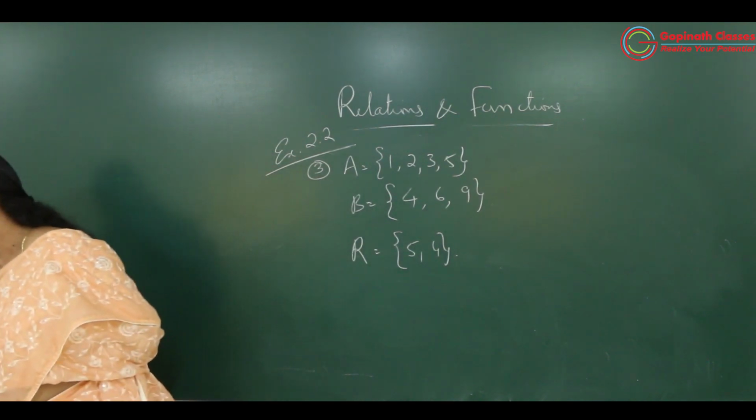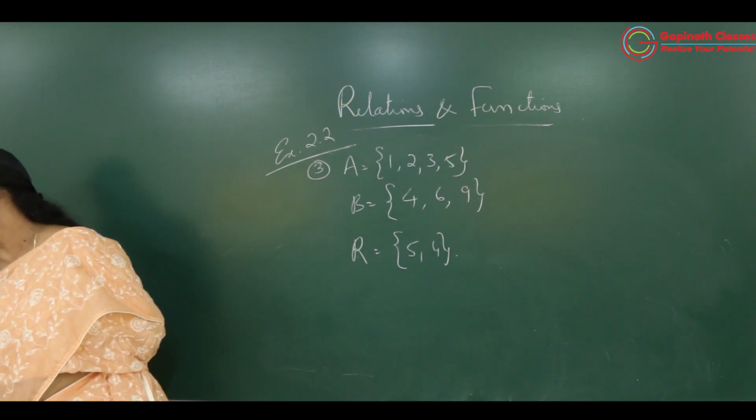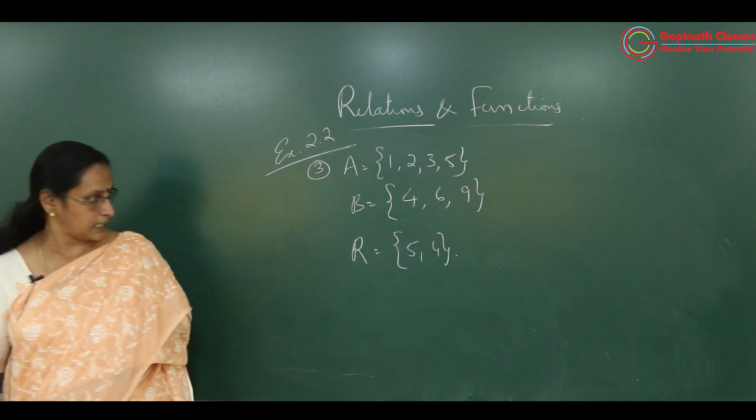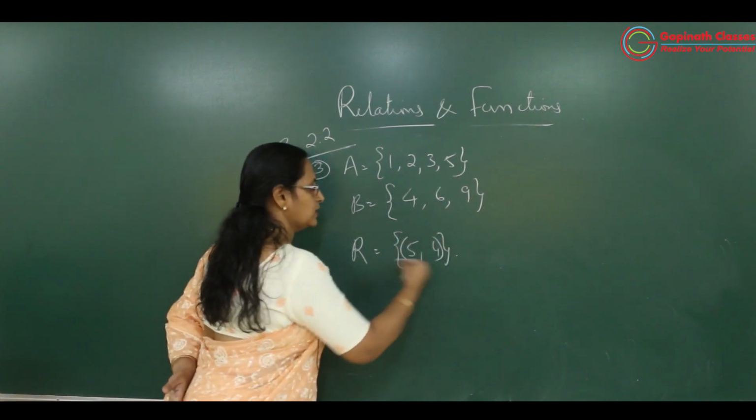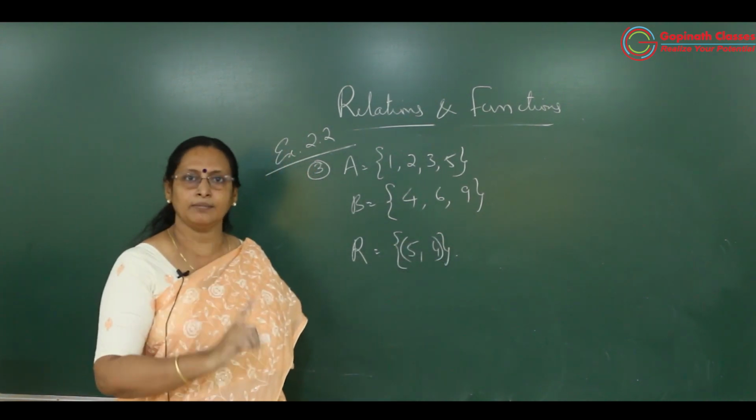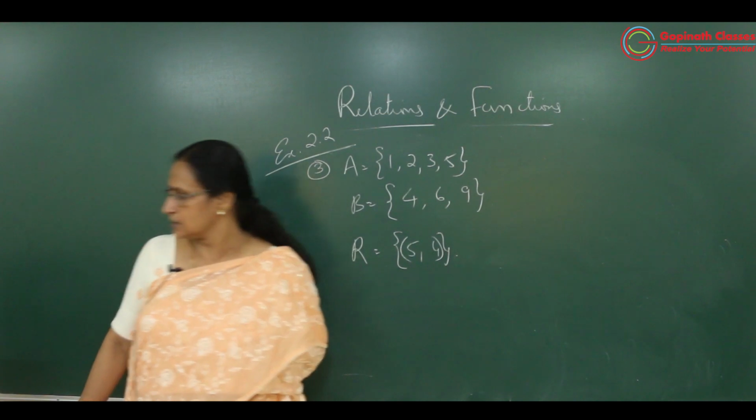Is there anything else in this question? No. Write R in roster form. So in roster form, it is {(5, 4)}. It is only a single element, that is (5, 4). That is the third question.